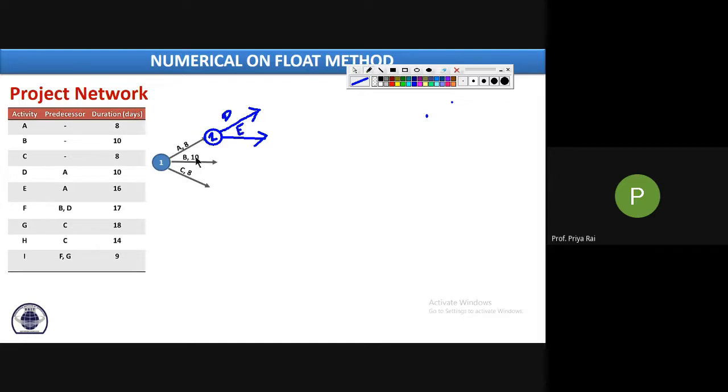See, your B activity is here and your D activity is here. So you may try to join like this. This D will finish here, B will also finish here. Okay, here is one event, and from here you will start your F activity. Is it correct or wrong? Tell me about this diagram. Wrong.